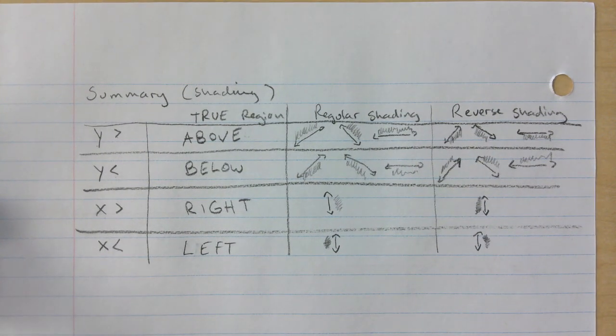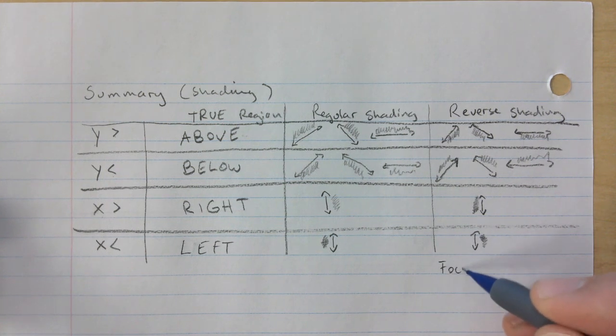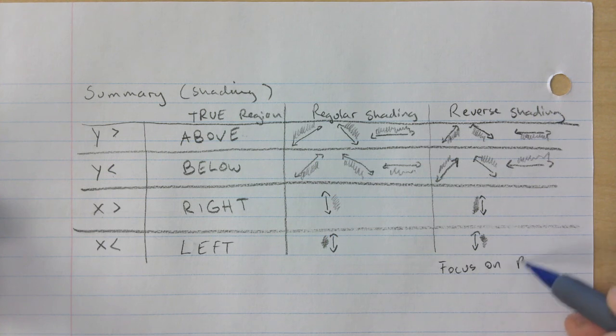But remember, the true and false regions never change. It's just that the shading flip-flops. I would like you to focus on reverse shading. That's where I want you to focus. Unless I specify on a question to use regular shading, we focus on this, right? Focus on reverse. Okay.